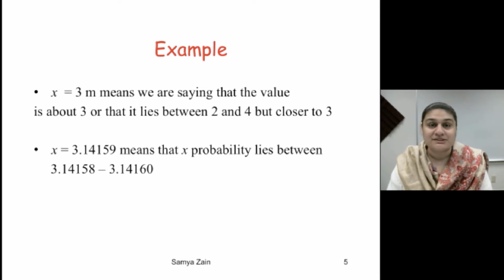On the other hand, x equals 3.14159, which I hope you all recognize as the value of pi, means that our answer lies somewhere between 3.14158 and 3.14160. What that basically means is that for the first 5 digits, we are very sure of what the answer is, and in the last digit, we are not so sure. So our uncertainty has decreased, and our certainty in our answer has increased by that factor.